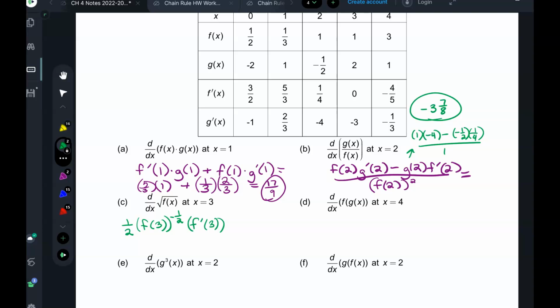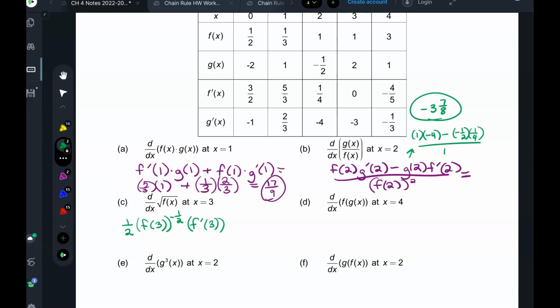Now, 1/2, keep the inside the same. I'm just plugging in 3 right away. We're okay with that. To the negative 1/2, because you have 1/2 and then subtract 1. Is this the chain rule? This is chain rule. So then that equals the f prime of 3.